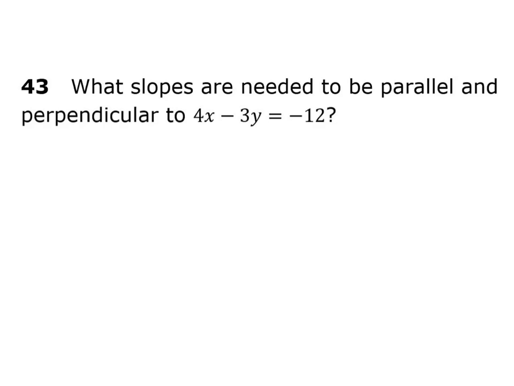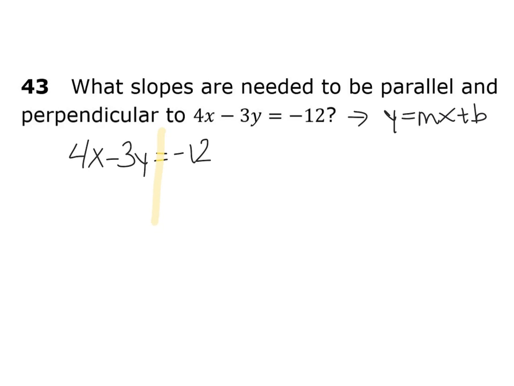Question 43, what slopes are needed to be parallel and perpendicular to 4x minus 3y equals negative 12? Once again, this equation is given to us in standard form, not slope-intercept. So we need to change this to that y equals mx plus b format. So before you do anything, you're going to take that equation, use your inverse operations to isolate the y. So I'm going to draw my line through the equal sign.